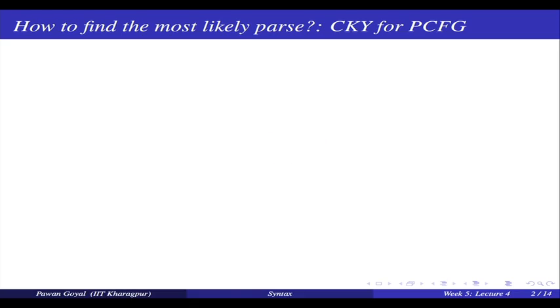So, starting with the first problem, how do I find out the most likely parse for a sentence? This can be solved simply if you use the CKY algorithm for PCFG. From the example that we did in the last class, I hope you understand now how to use the CKY algorithm for a context-free grammar. So, today I will just show how you extend that for PCFG.